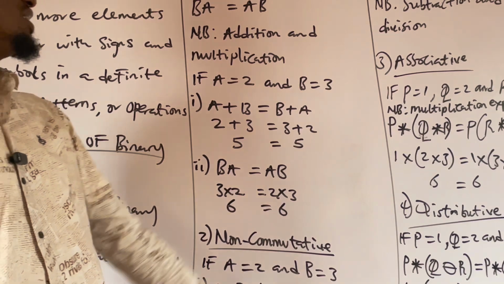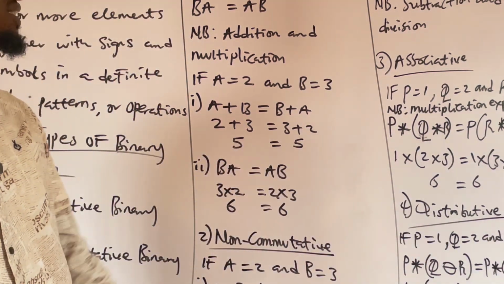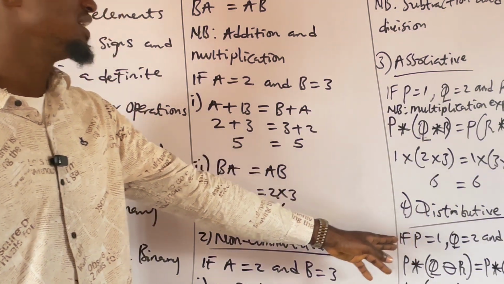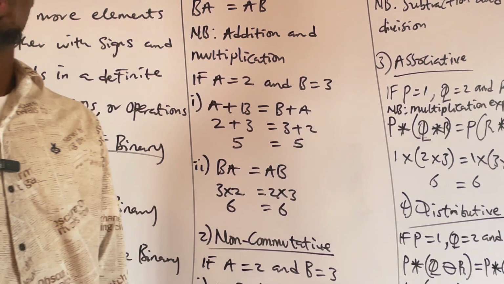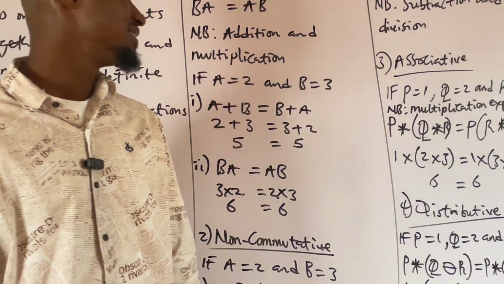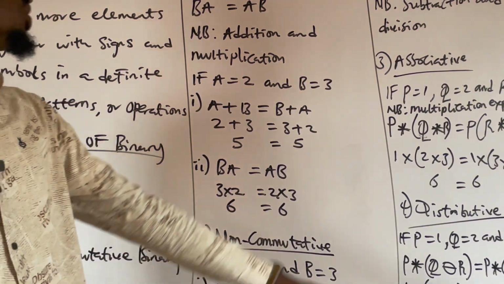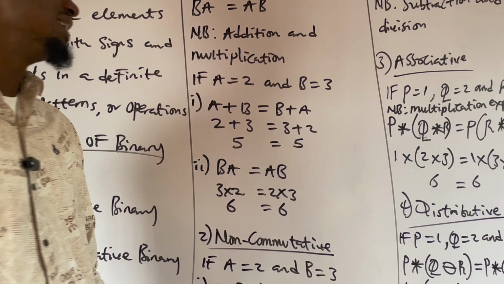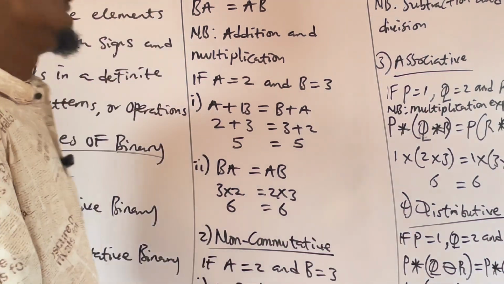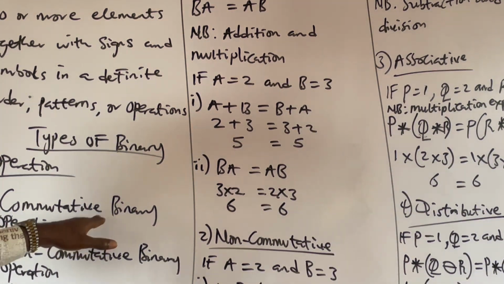Now, the last one, which is not the least, distributive binary. We say this is used when we spread a variable over another, either separated or combined, and it has to do with both addition and multiplication. So these are the concepts of binary operation. In our next class, we are going to take examples on their individual types.